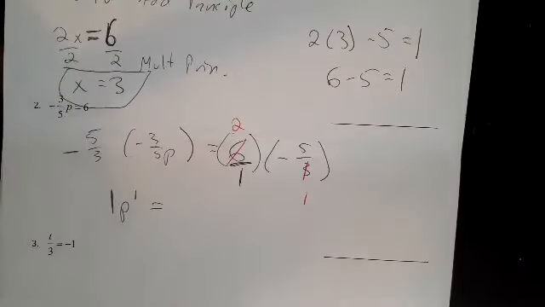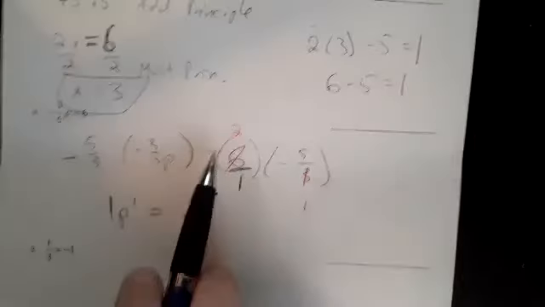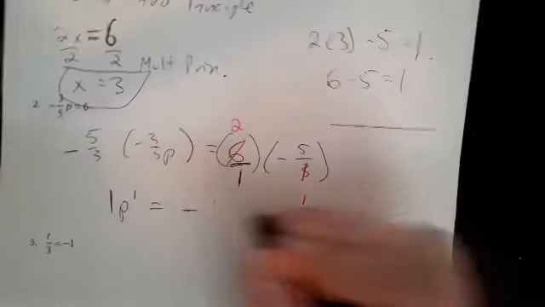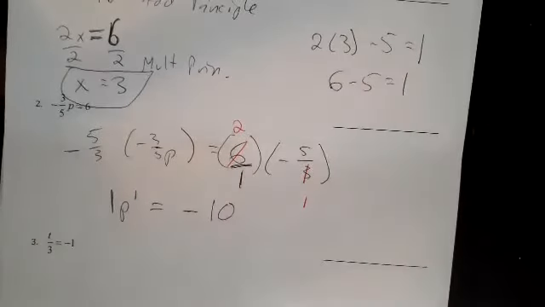Negative times a positive, so my solution should be negative. I have a 2 times a 5 on top, which is going to give me 10. I have 1 and 1 on bottom. I don't have anything left on bottom.